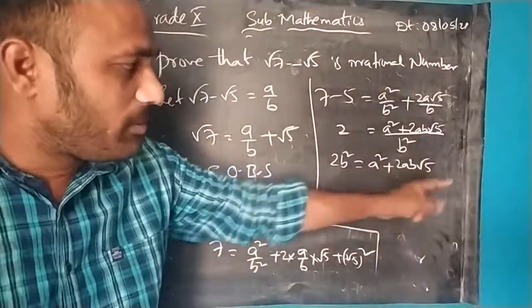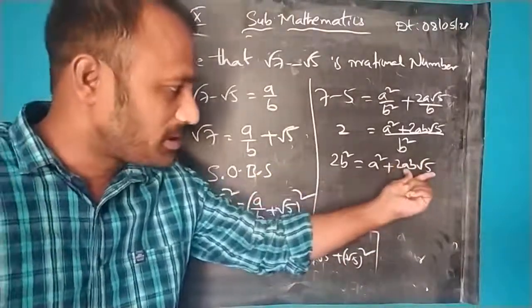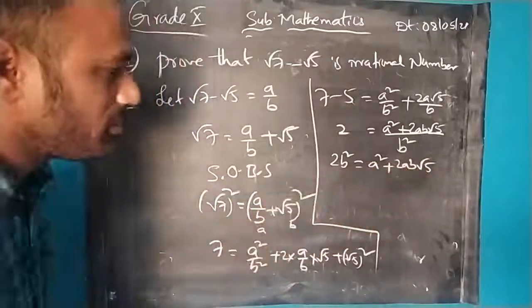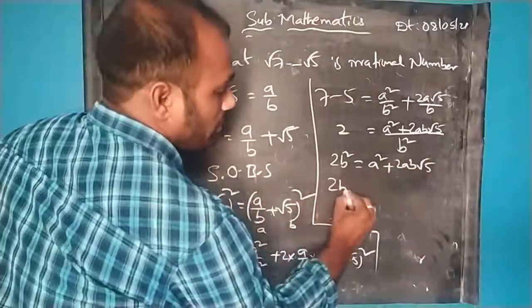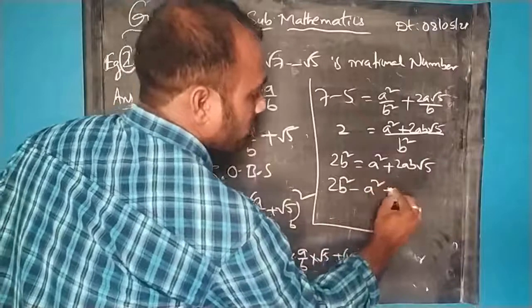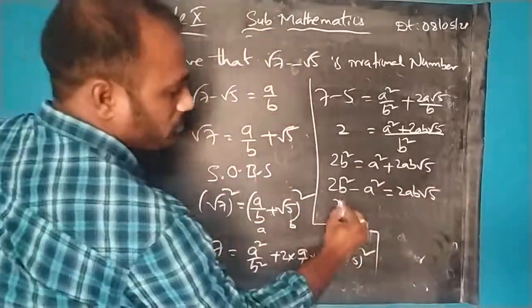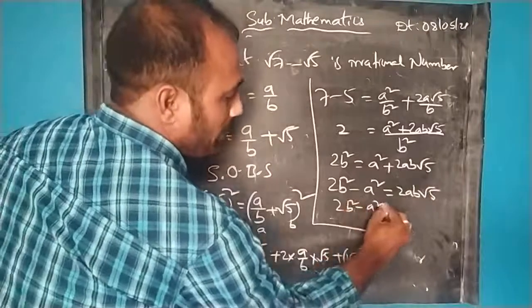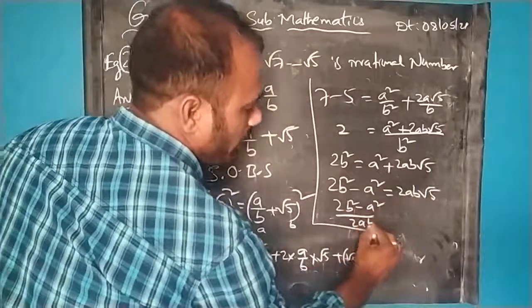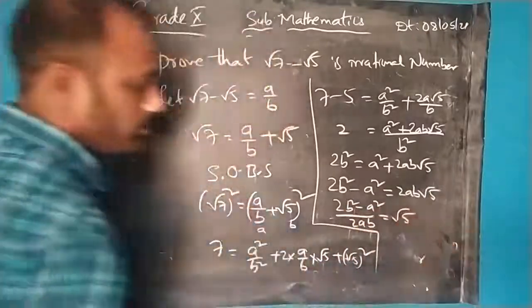Let it be this side. Why? Because it is a plus number now, so we should not touch the plus number. Let it be this side. The rest we will transpose to this side. 2b square minus a square is equal to 2ab root 5. So 2b square minus a square by 2ab is equal to root 5.